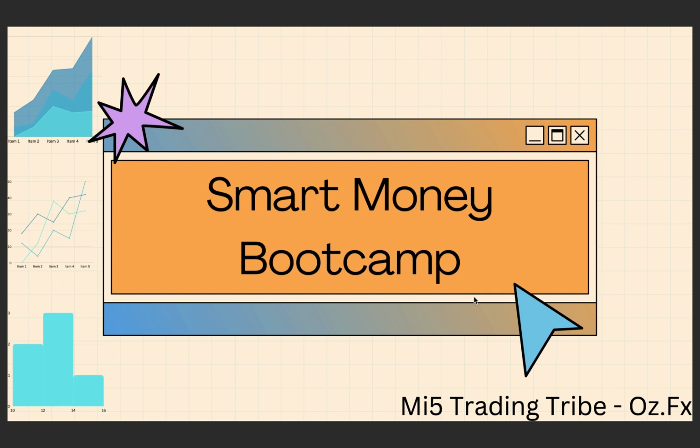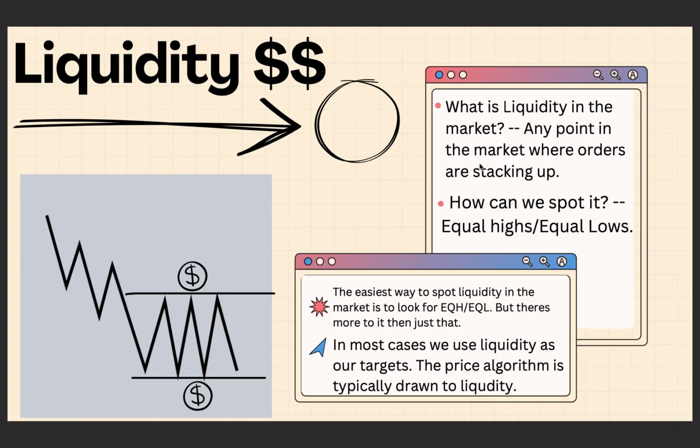But in Forex terms, what is liquidity? What is liquidity in the market? Any point in the market where orders are stacking up. How can we spot it? Equal highs and equal lows. Equal highs and equal lows are just one of many ways to identify liquidity, and it does not stop there. It's just the easiest way to spot it. In most cases, we use liquidity as our targets. The price algorithm is typically drawn to liquidity.